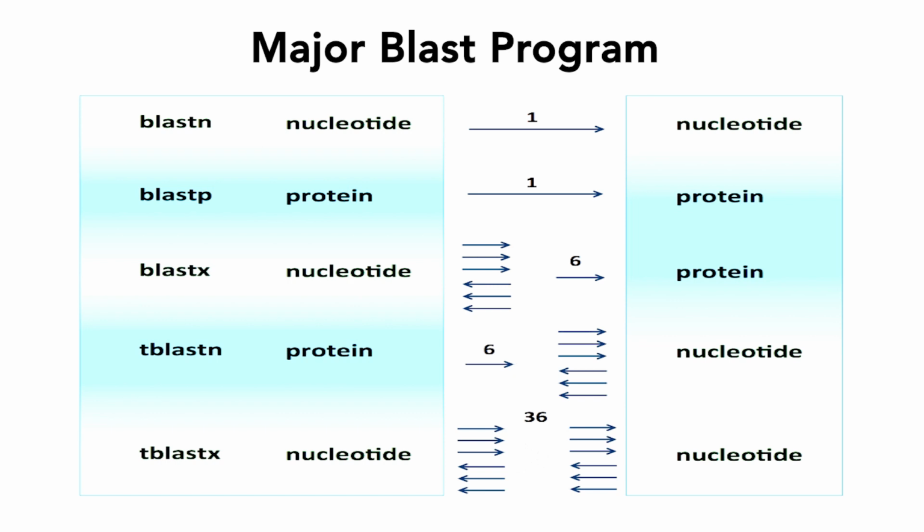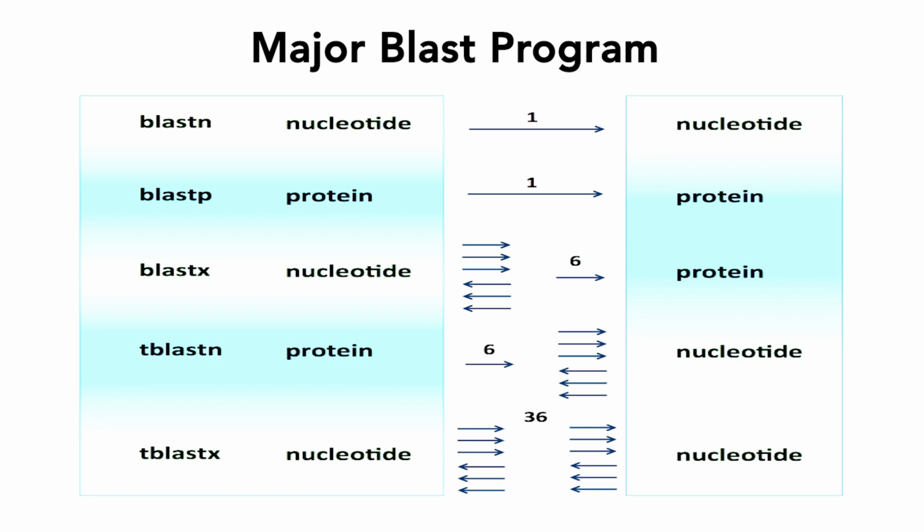What are the major BLAST programs available on web-based BLAST? It is BLASTN, in which the query sequence is a nucleotide and the database sequence is also a nucleotide. The other is BLASTP, in which the query sequence is a protein and the database is also a protein database. BLASTX is another program in which the query sequence is a six-frame translated nucleotide sequence and the database is a protein database, in which the nucleotide has to be translated. Another program is TBLASTN, in which the query sequence is a protein and the database sequence is a nucleotide, which is translated in six frames.